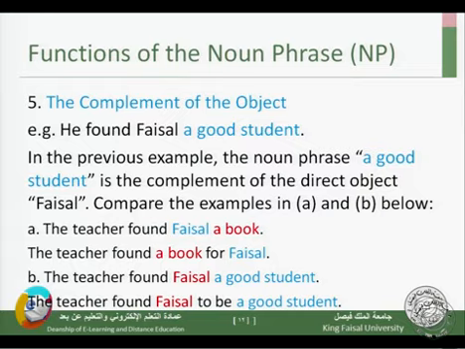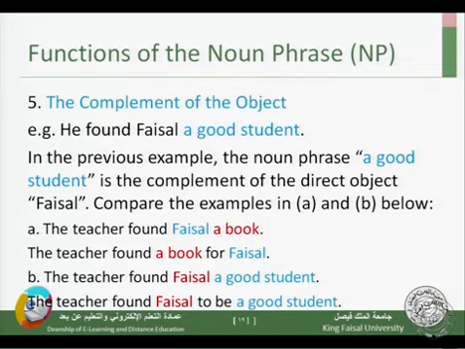He found Faisal a good student. He believes that Faisal is a good student. He believes that he is, and he thinks that he is a good student. Okay, so in this case, a good student is the complement of the object, because without it, the meaning will not be complete. So the meaning of the object will not be complete without the noun phrase a good student. To state what we said again, in the previous example, the noun phrase a good student is the complement of the direct object Faisal. Okay.